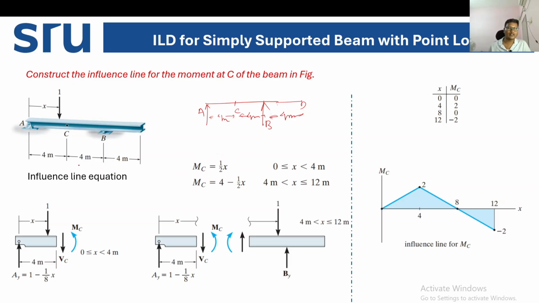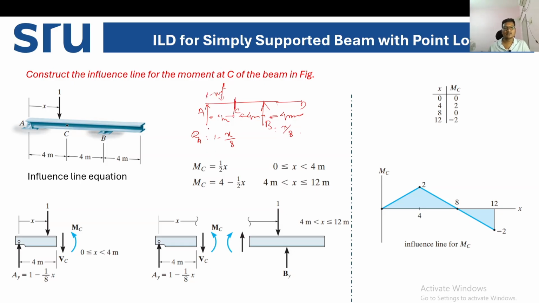What is the reaction we have calculated in the previous example? Reaction at A is equal to 1 minus x by 8, and the reaction at B we have calculated as x by 8. So what is the moment at C if the unit point load is somewhere in between, at x distance from the left end?